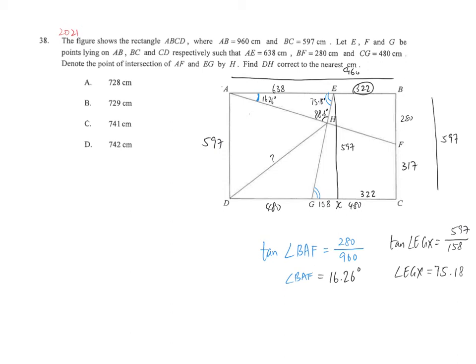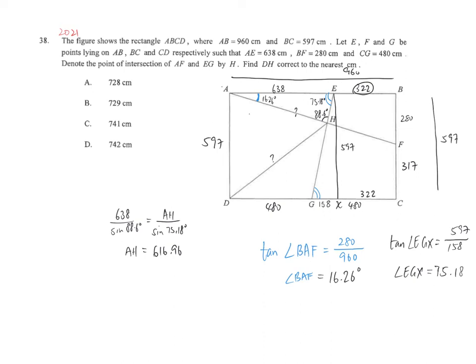Now I'm just going to use the sine law for this triangle AEH. That's going to be A over sine A, giving us this side called AH, which is done by the sine of 75.18. Doing the calculation will give us 616.96 as the length of AH.